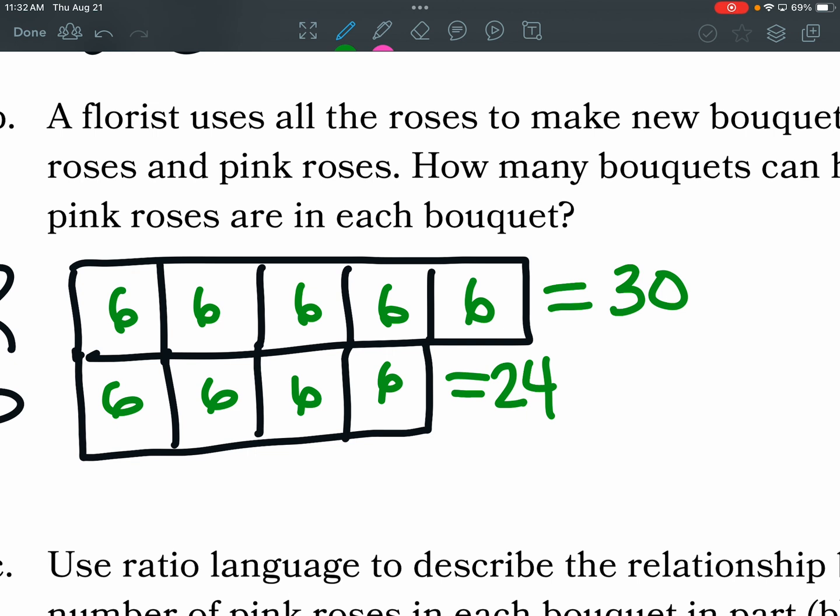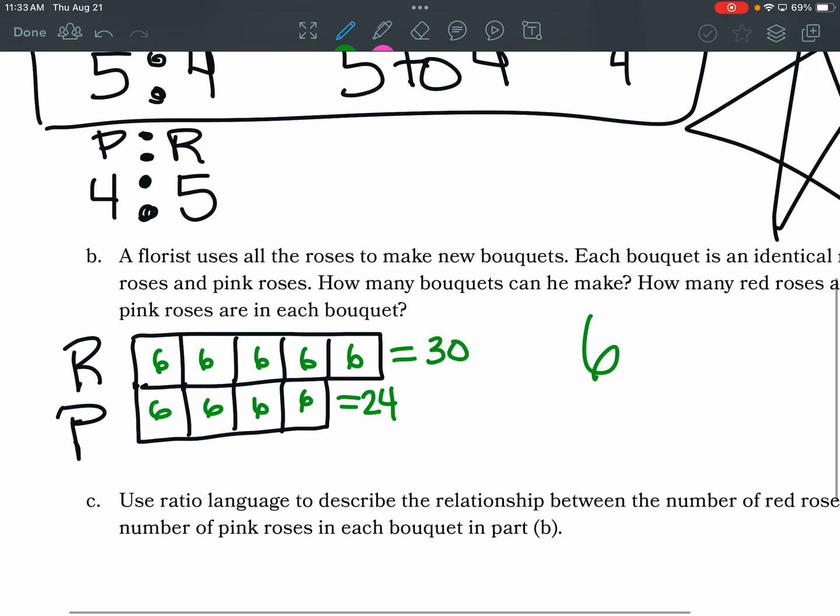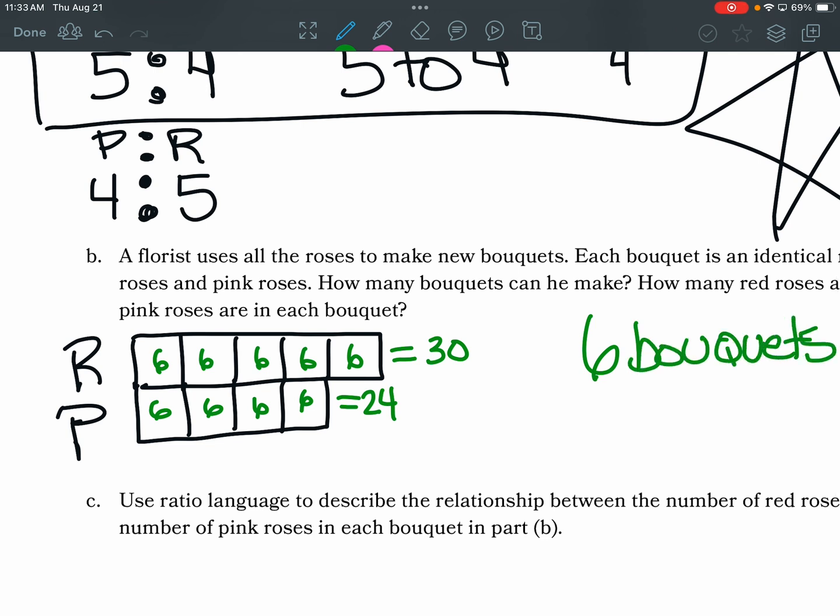He can make 6, right? So he can make 6 identical ones. And how many are going to be in each? 6 bouquets. And he's going to have 5 red. And he's going to have 4 pink. Each bouquet is going to have that.